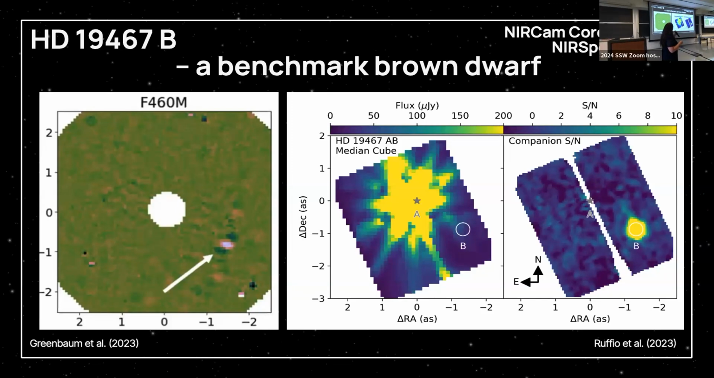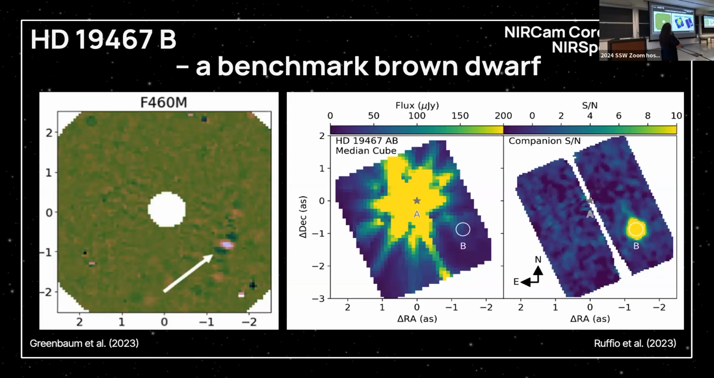I'll also talk briefly about this benchmark brown dwarf that was imaged with JWST. So this is another system for which there was extensive RV monitoring that suggested the presence of a giant companion. It was imaged with NIRCam here. And then as you saw this actually in JB Ruffio's talk earlier this week, this is an exquisite system where you can get very nice signal to noise in IFU spectroscopy.